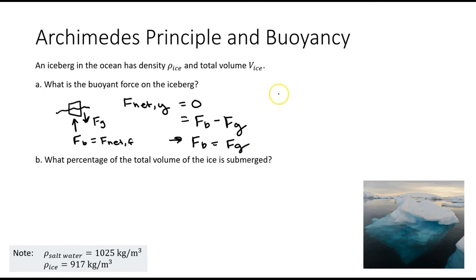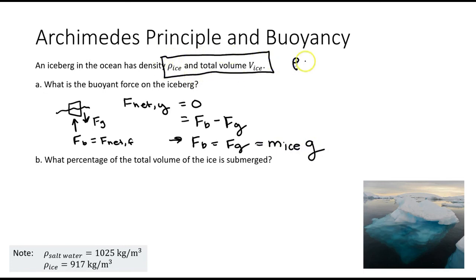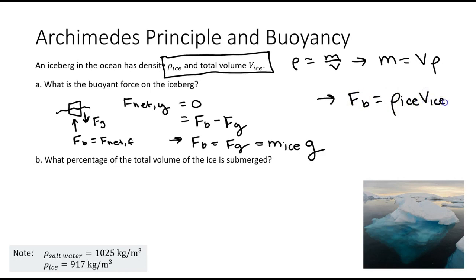Now we can think about Fg, the weight of the iceberg. Fg is equal to the mass of the iceberg times g. We don't know the mass, but we are told its density and its volume. Remembering that rho is equal to m divided by v, we rearrange and get m equals v times rho. So m ice is equal to rho ice times v ice, and we get Fb is equal to rho ice, v ice, which is the total volume of the iceberg, times g. That is our answer to question A.